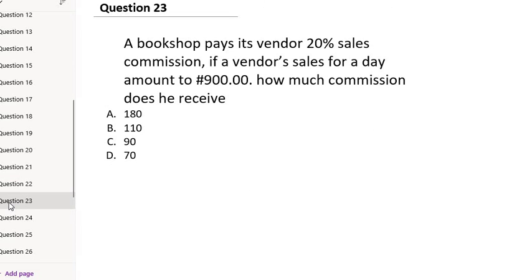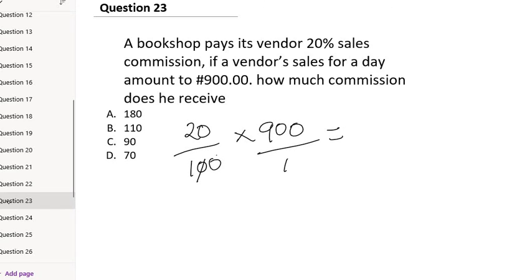Question 23. A bookshop pays its vendor 20% sales commission. If a vendor's sales for a day amount to 900, how much commission does he receive? 20% means 20 over 100 times the amount, which is 900 over 1. 20 cancels 20. 9 times 0 is 0. 9 times 2 is 18. 180, our right answer is A.